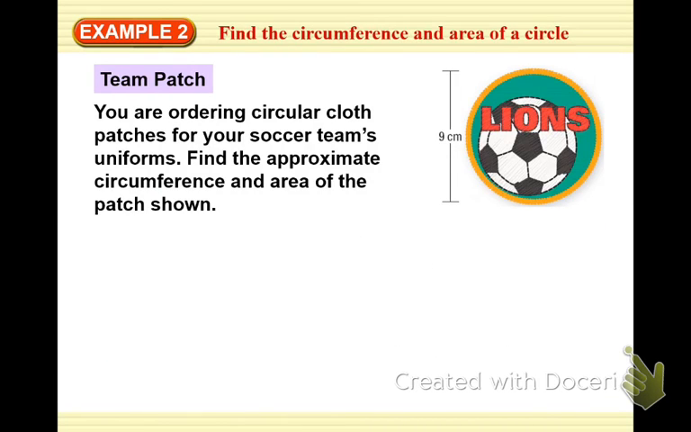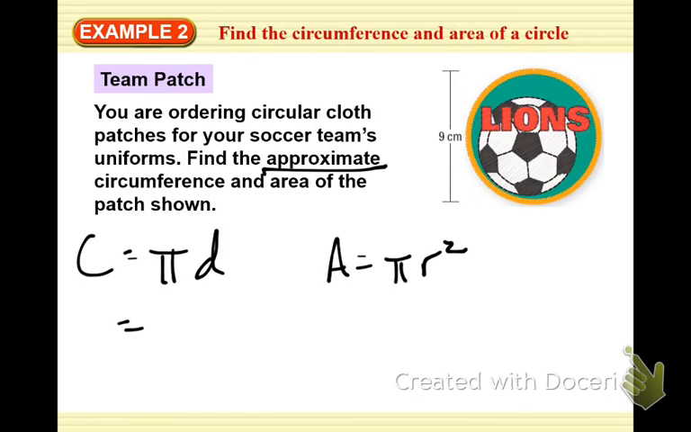Okay. Next one, the team patch. You're going to put a circular cloth patch on your soccer team's uniforms. Find, and here's the kicker, the approximate circumference and area of the patch shown. Circumference is 2 pi r or pi d. And since I already have the diameter, I'm going to go ahead and just use pi d. Area, though, we have to have the radius, and so we're going to have to figure that out. But circumference is just pi times the diameter, the 9 centimeters. And so we'd want to multiply out the 9 times pi.